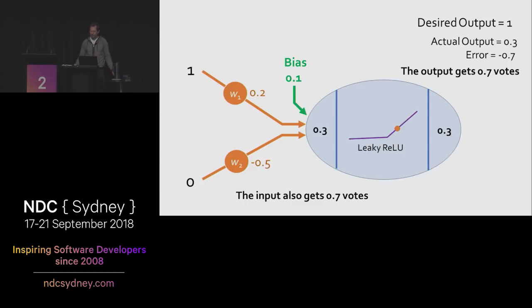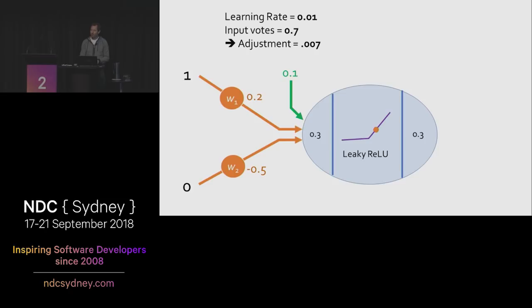Rather than collating all the votes for all the training samples, we can update those biases and weights as we go along. As long as we make really small changes, we can make a change after every single training sample. That avoids having to do that collation. So with stochastic learning, we take those 0.7 votes and multiply them by a little factor called the learning rate. In this case, it's 0.01. So when we adjust that, we get 0.007.